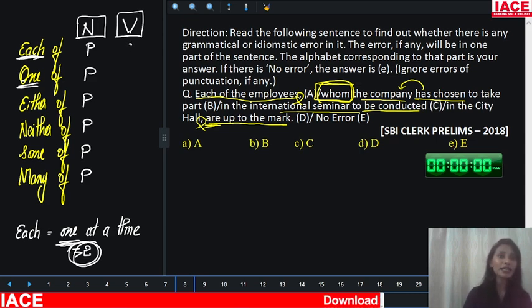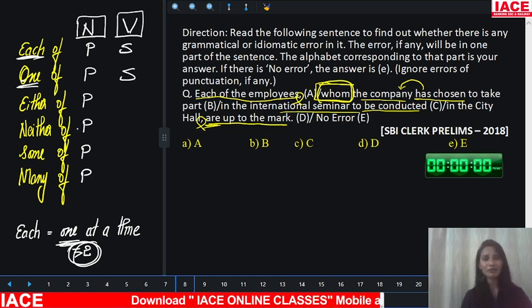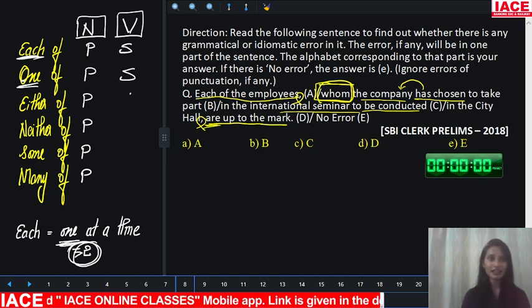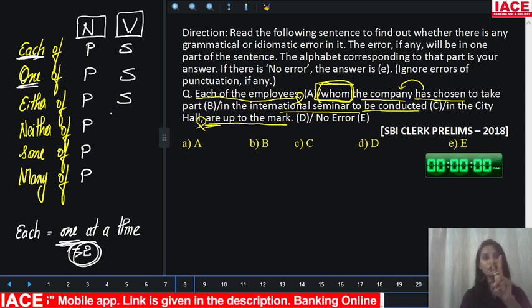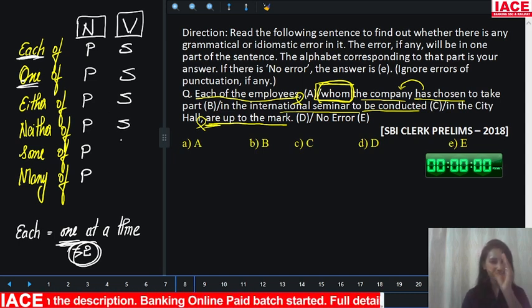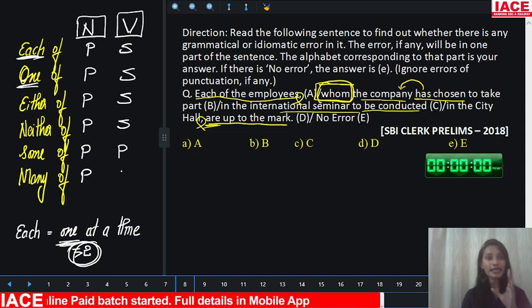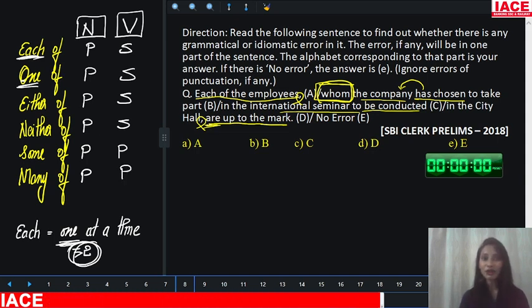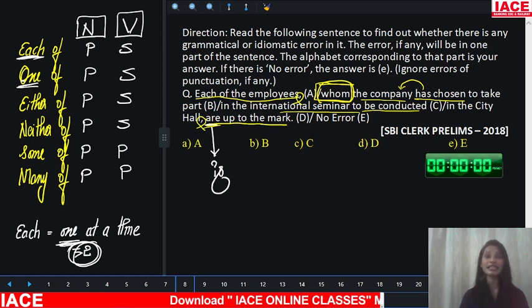Hence the verb must be singular. One is singular, so the verb is singular. Either, that means one of two, singular. Neither, zero of two, singular. Some, plural. Many, plural. So here each requires a singular verb, but what do we have here? Are is there, that is the error. So what we require is the singular verb is.